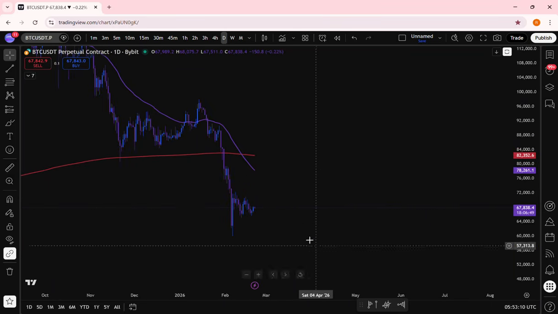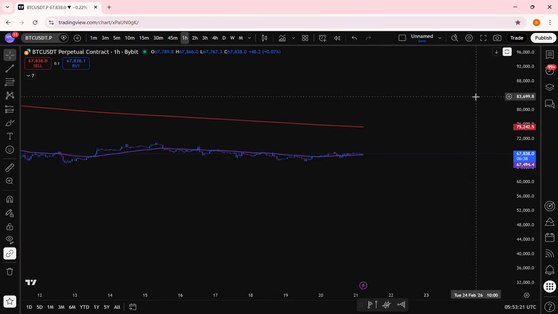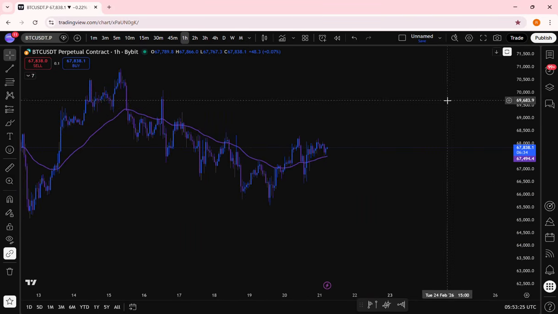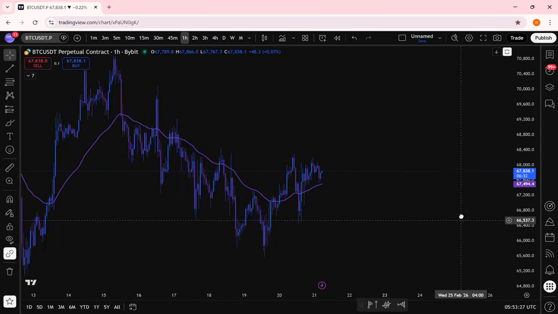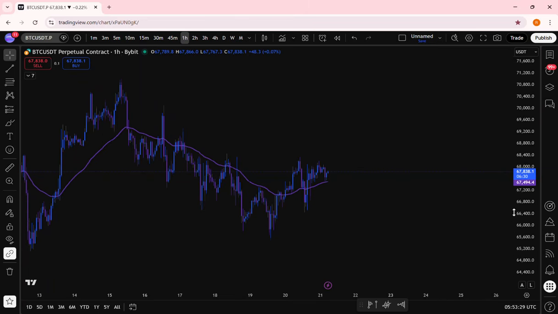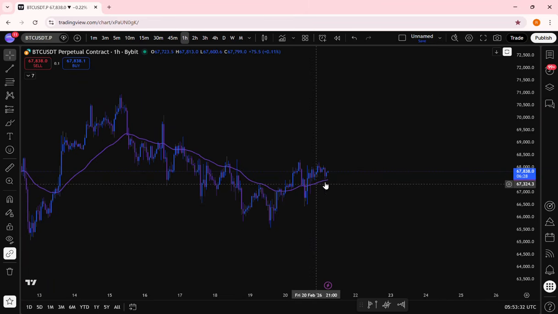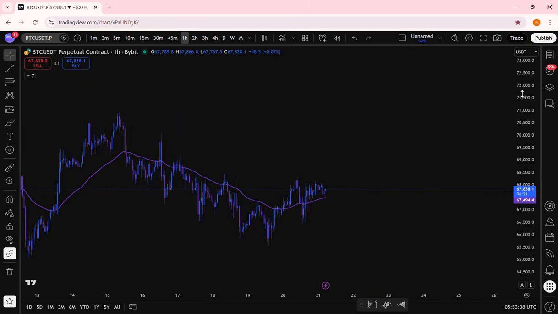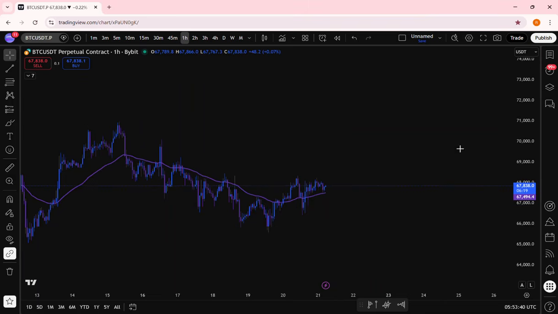It looks like we're going to break down, but more likely we probably will test this 50 EMA, which is coming down here. Now, from a trading perspective, everything changes. For example, we are actually above the 50 EMA on the 1 hour time frame. So how could we trade this price action? It's very easy to understand this price action.